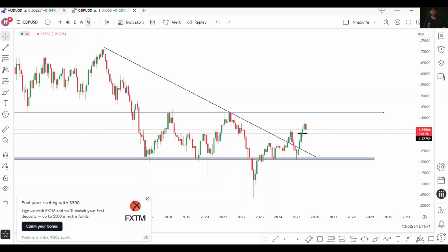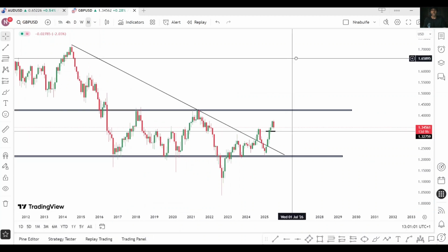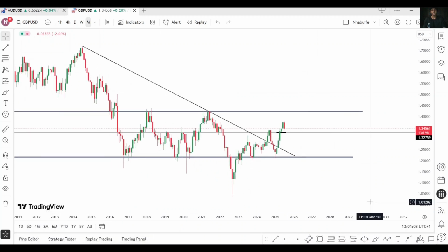So yeah, GBPUSD, let's start. You can see on the monthly time frame, the first thing I look out for is the trend. So what are we doing? Are we bullish or are we bearish? That's the first thing I look out for. If you're bullish, I buy, and if you're bearish, I sell. If you're consolidating, I wait. So the first thing I do when I open a chart is, what is the trend doing?